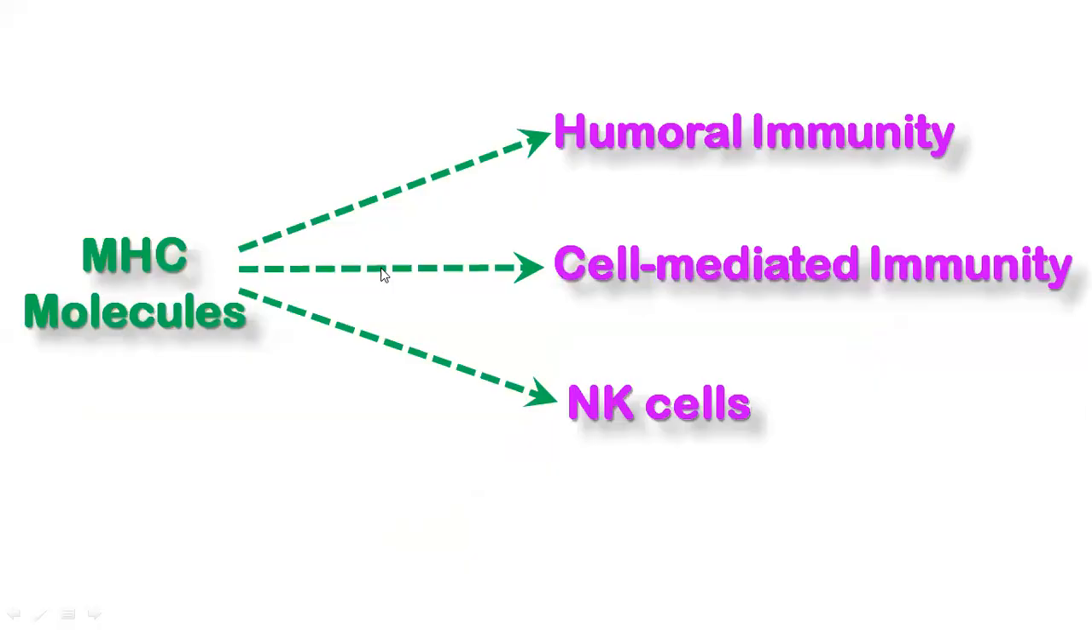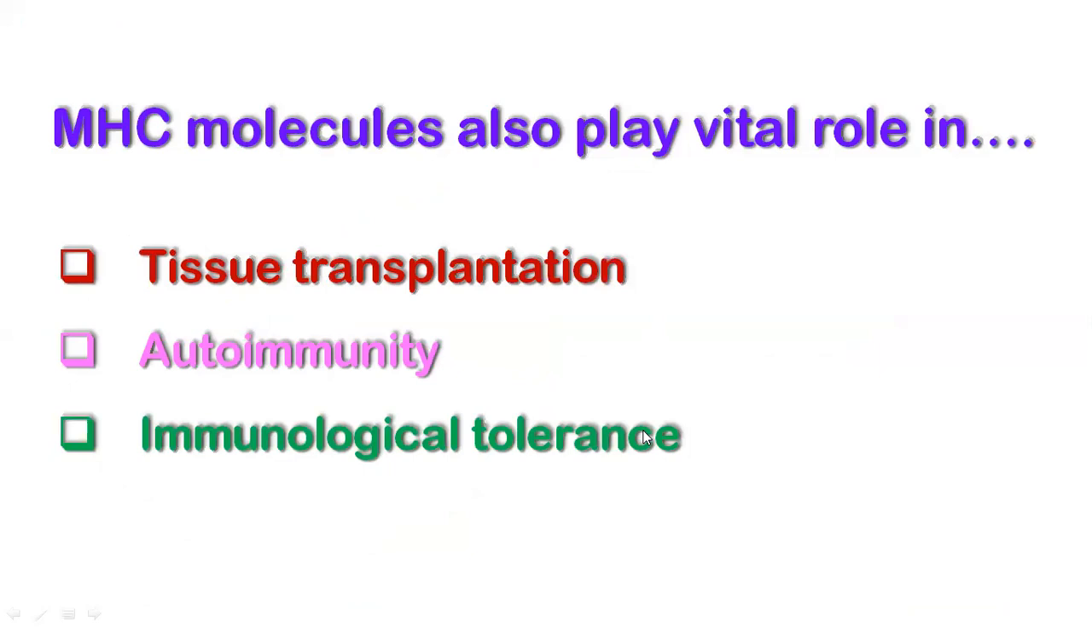So what I'm trying to explain is that MHC molecules play a central and very important role in executing humoral immunity, in executing cell-mediated immunity, as well as to some extent in executing natural killer cell-mediated immunity. So apart from playing a role in executing humoral, cell-mediated, or NK cell immunity, and the adaptive immunity as a whole, they also play an important role in tissue transplantation, as well as autoimmunity and immunological tolerance.